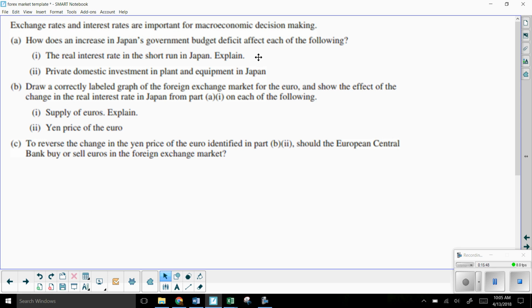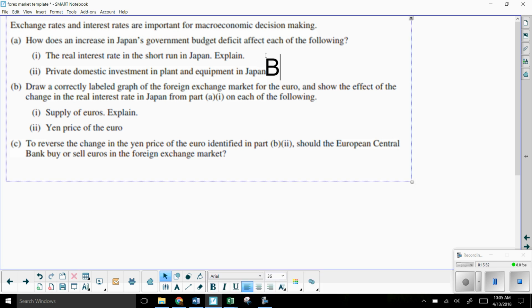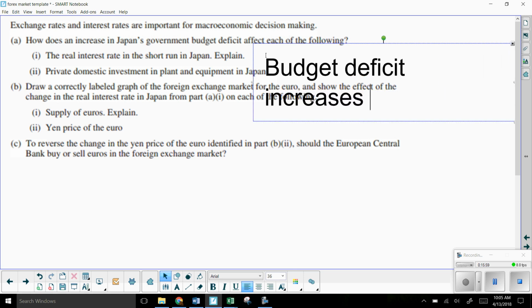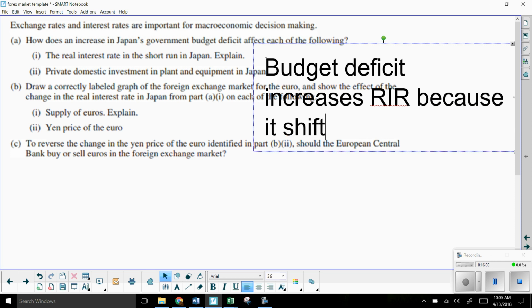And so I might say that the budget deficit will increase the real interest rate because it shifts demand for loanable funds to the right when the government needs to borrow.